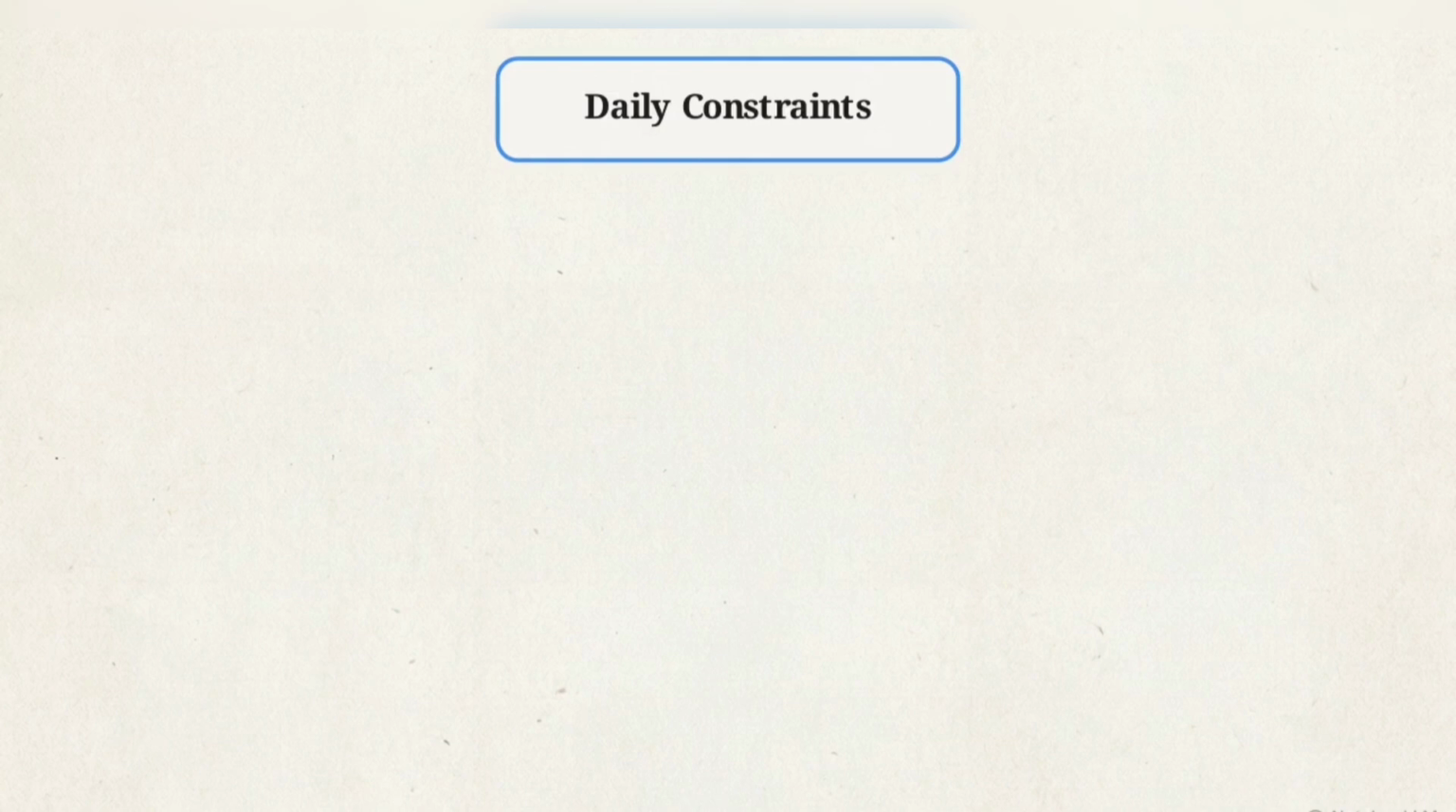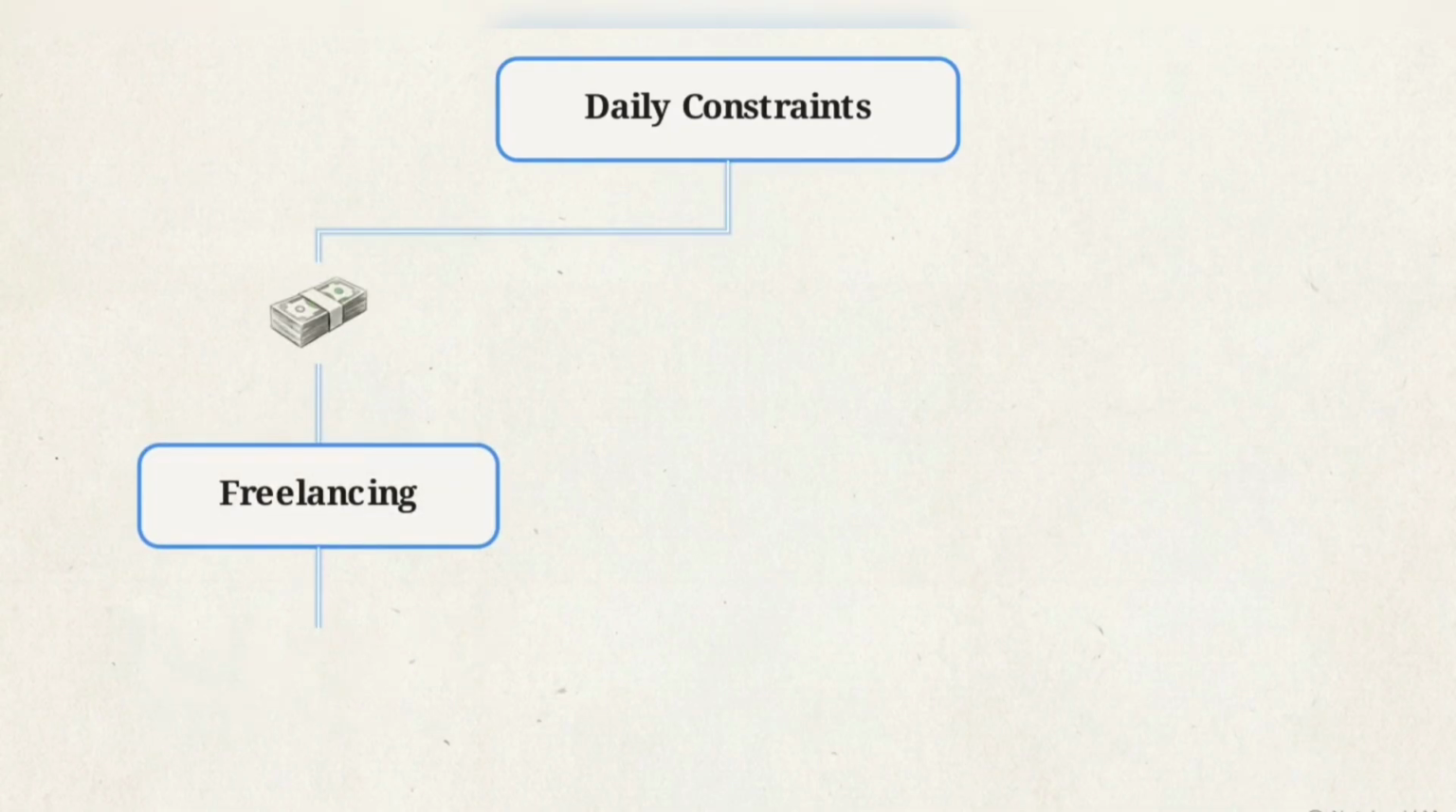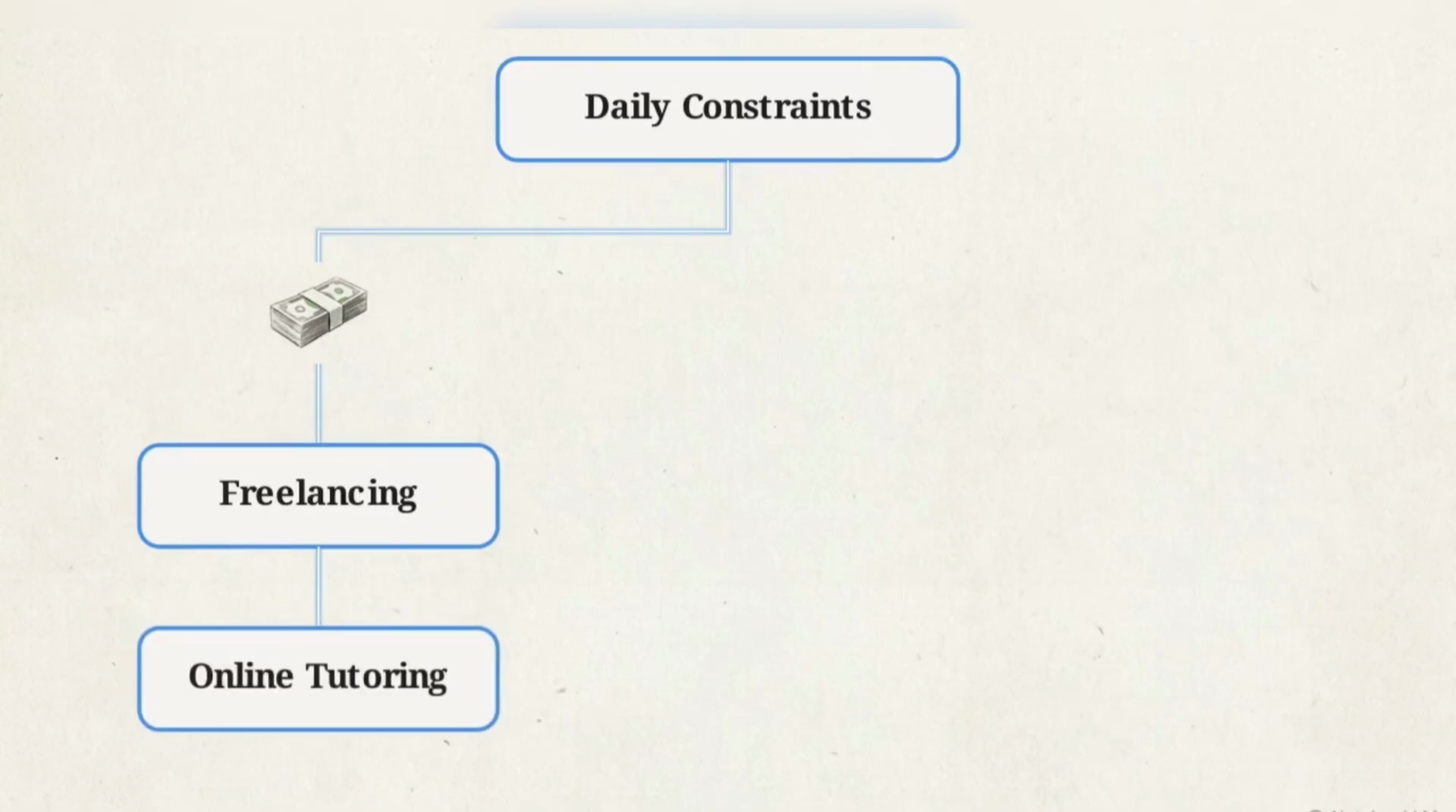Let's run this through a practical flowchart to eliminate choice paralysis. Your starting point is entirely defined by your heaviest daily constraint. If you need guaranteed money this month, you move down the left path into freelancing or online tutoring. This route secures your financial baseline, but your earnings are capped by your schedule.